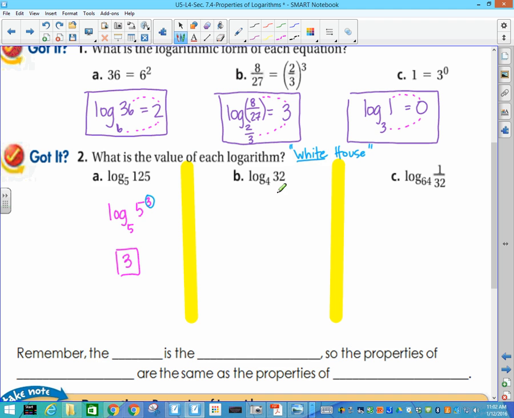Let's go with log base 4 of 32. Let me start again. Log base 4 of 32. Can I write 32 as a power of 4? I cannot. But can I write them both with the same base? These are both powers of 2. So 4 is 2 squared, and 32 is 2 to the 5th.